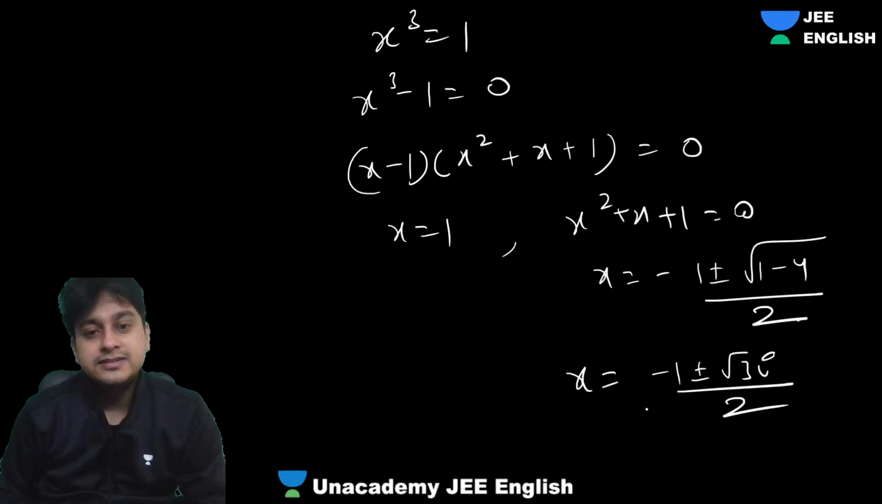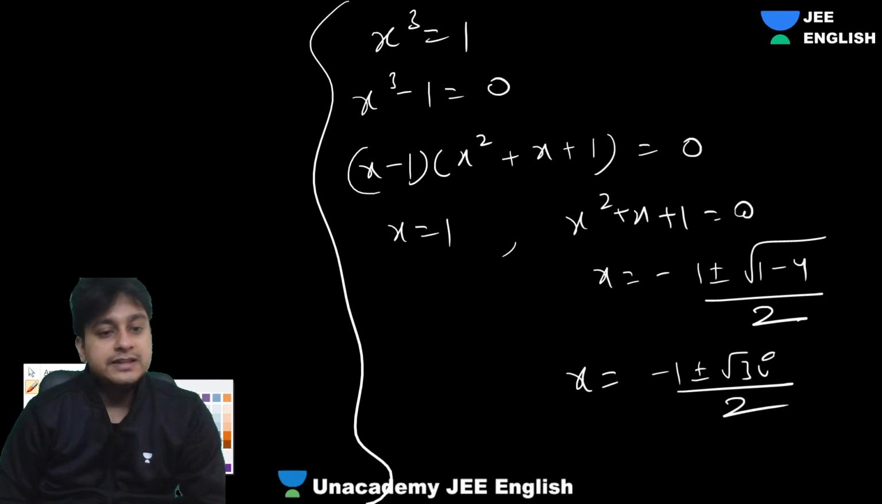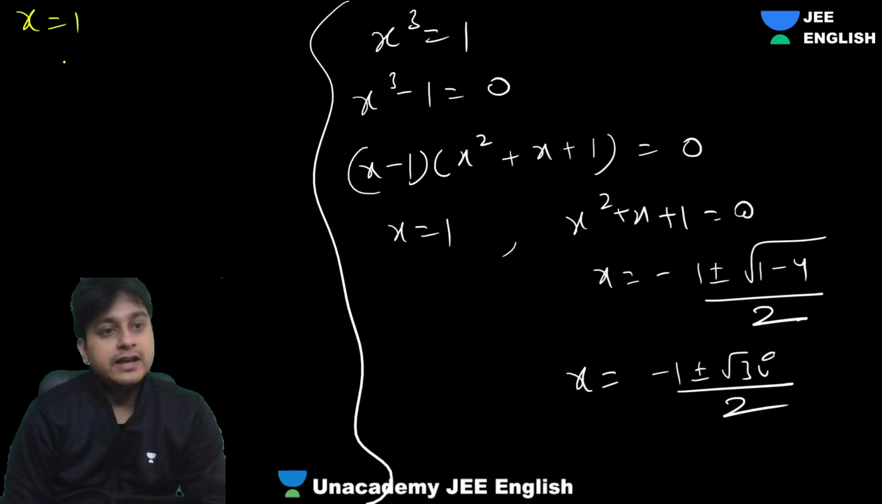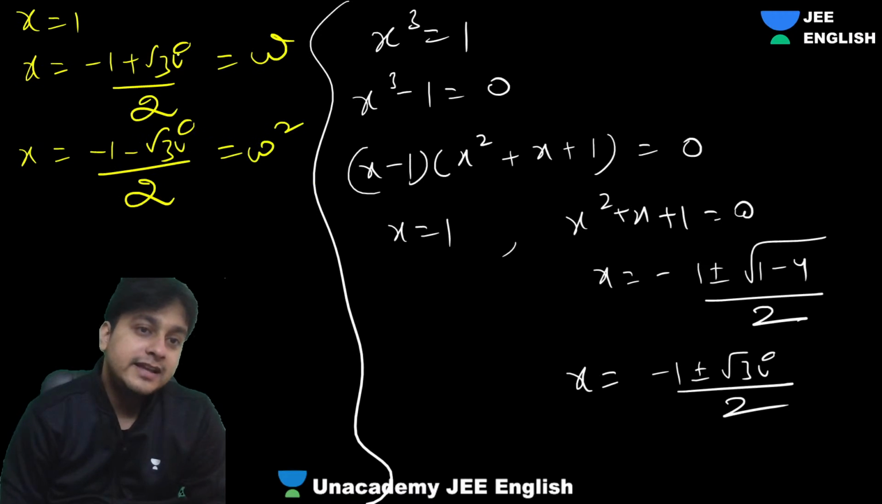So here we will be getting three roots. What are those? First is obviously x equals 1. Then x equals minus 1 plus root 3 i by 2. This is called omega, guys. And also you are getting minus 1 minus root 3 i by 2. This is called omega square. And I've told you guys, you can take this as omega square.